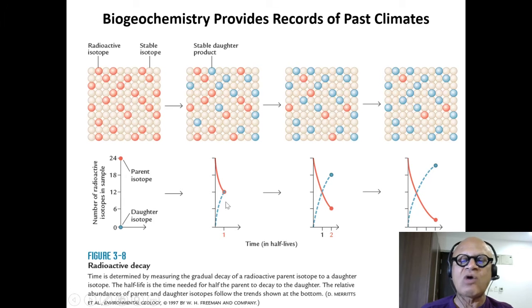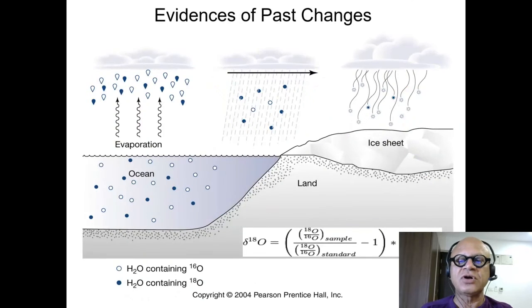So depending on how long this half-life is of reducing the parent isotope to half its initial concentration, which means the daughter isotope reaches a concentration that's the same. So you go from 24 to 12, 0 to 12, and then 6 and 18, and so on and so forth, right? So there are various radioactive isotopes. Not all of them are radioactive.